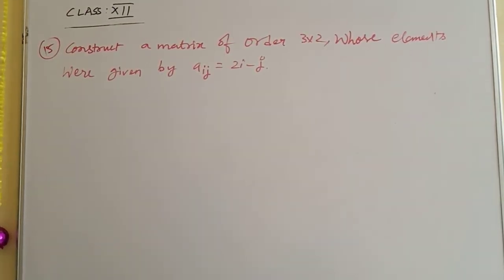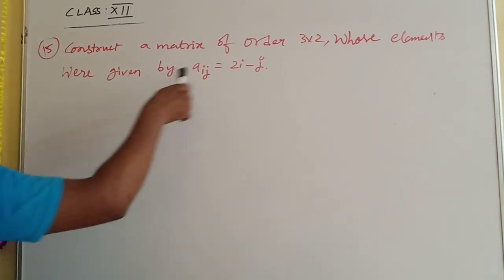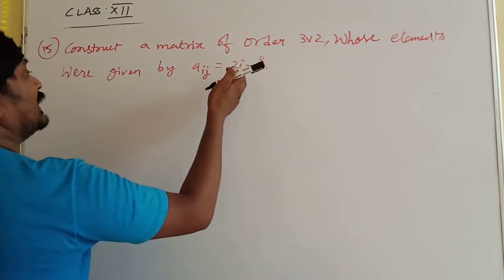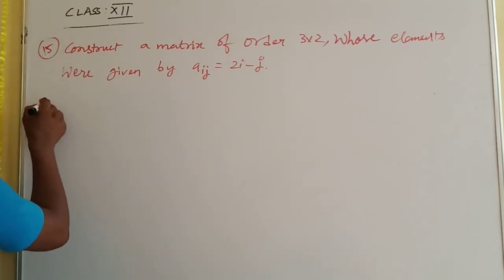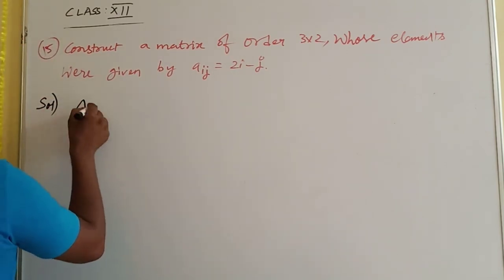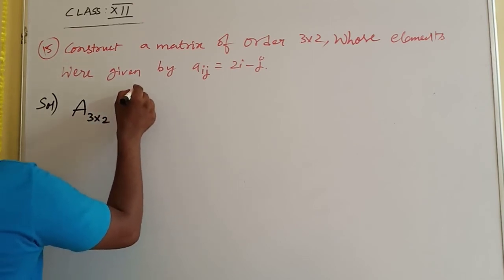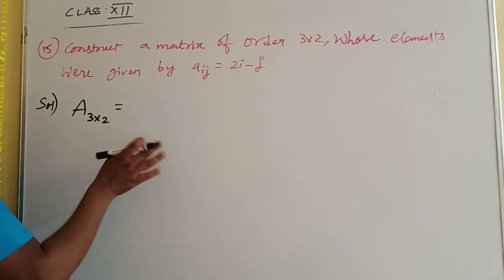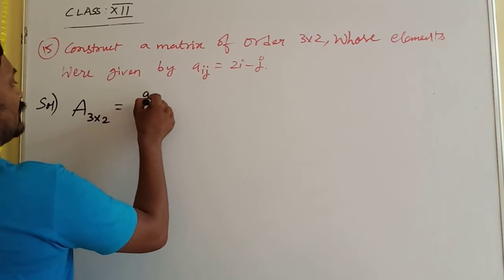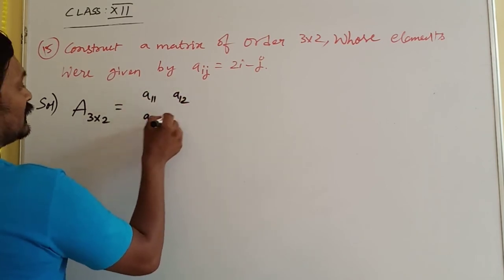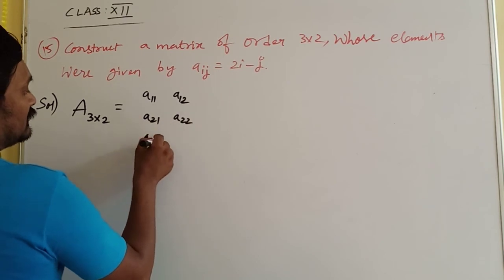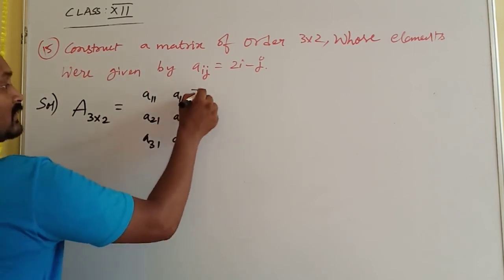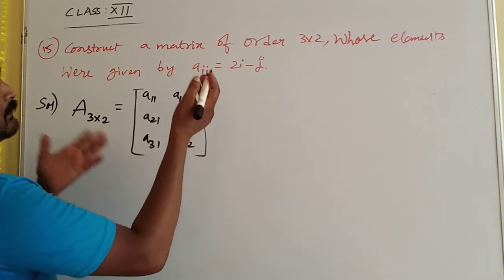Alright, this is your next question. Construct a matrix of order 3 by 2 where elements are given by Aij is equal to 2i minus j. So first for this solution, let A be a 3 by 2 matrix, which means rows are 3, columns are 2. So you have to write A11, A12, A21, A22, A31, A32. Check now, 1, 2, 3, 3 rows, 2 columns.